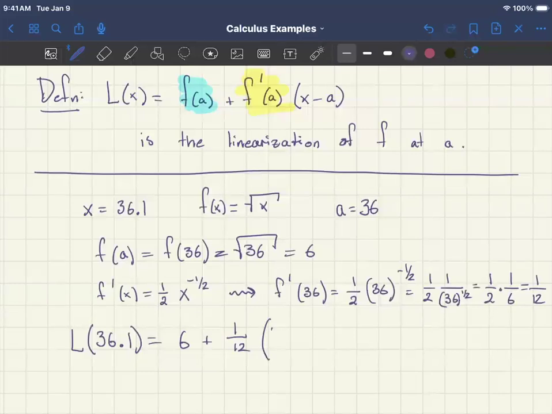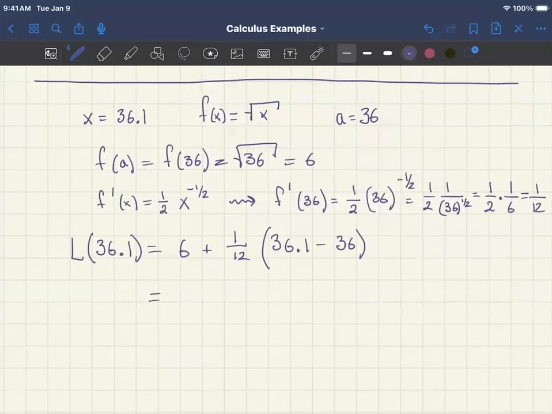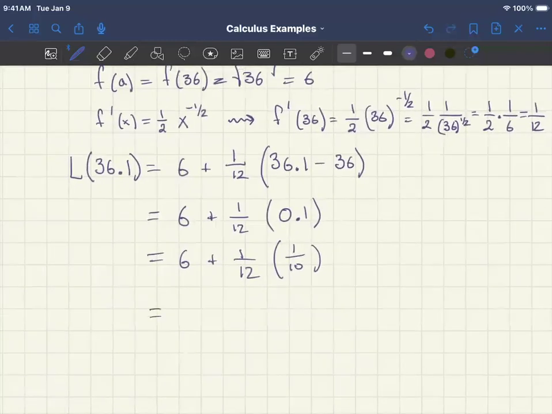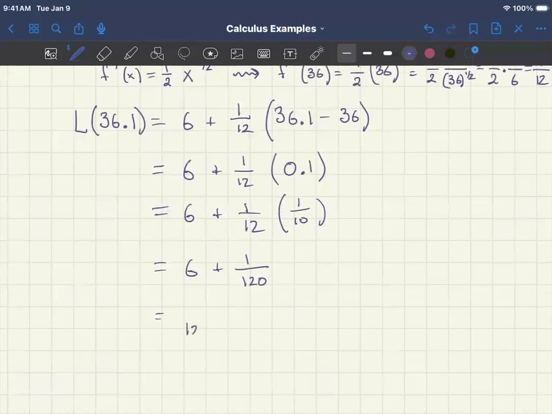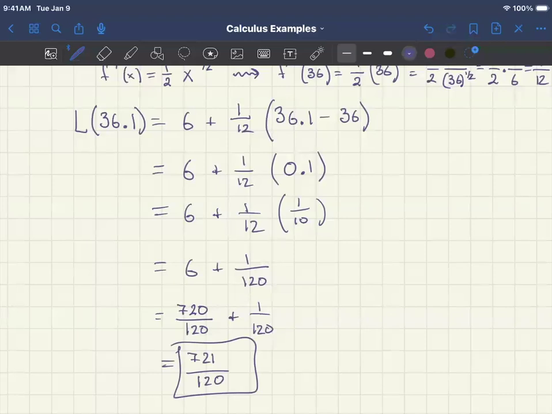Pop that number into our linearization. And next up, we have our x, which we saw was 36.1, minus our a, which is 36. All right, now all we have to do is the math here. 36.1 minus 36. And I'm going to turn that into a fraction. That is 1/10, because that is going to make our lives a little bit easier. So that is 1 over 120. And if we get a common denominator, 6 times 120 is 720, plus 1. So our solution is 721 over 120, and that is our approximation for the square root of 36.1.